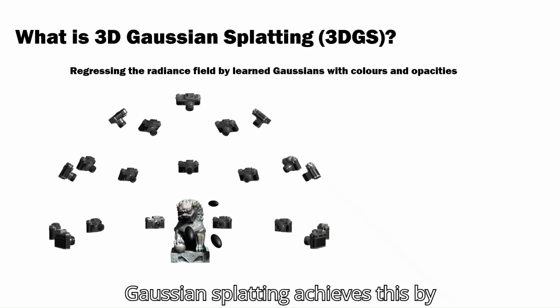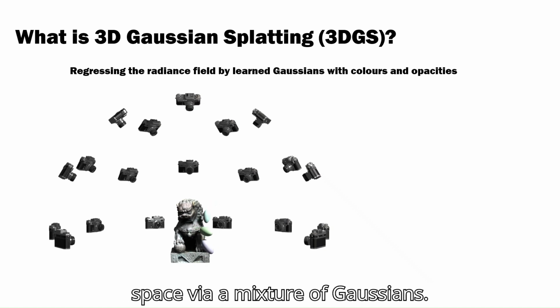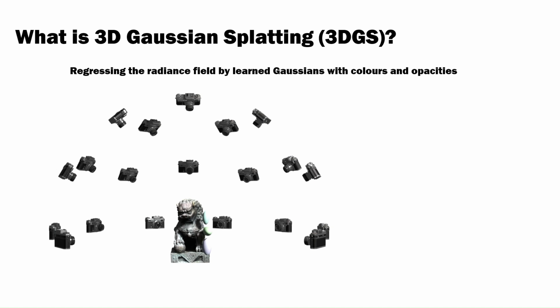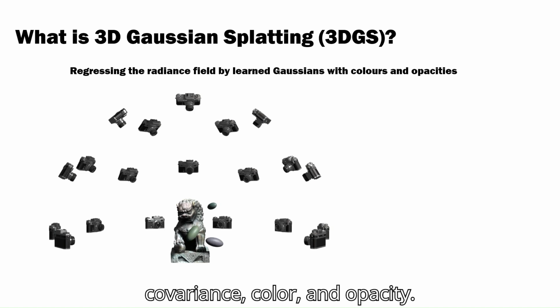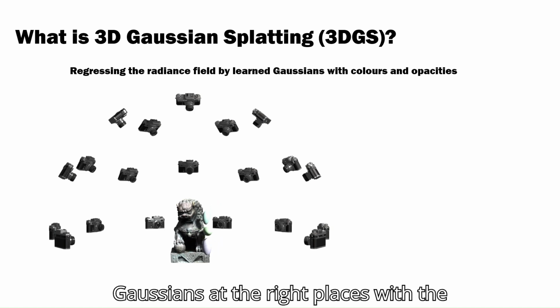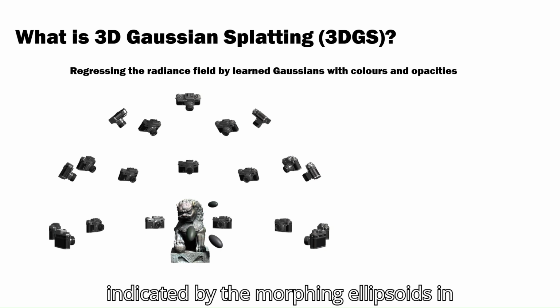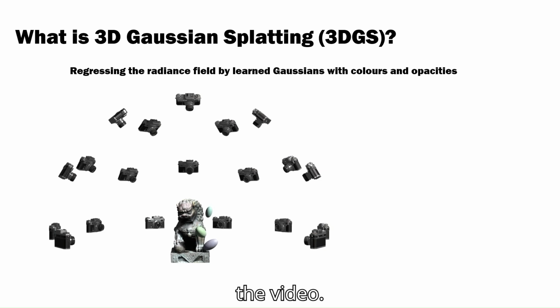Gaussian splatting achieves this by regressing a radiance field of the 3D space via a mixture of Gaussians. Each Gaussian has a learnable mean, covariance, color, and opacity. The learning process is to place the Gaussians at the right places with the right shapes, colors, and opacities, indicated by the morphing ellipsoids in the video.